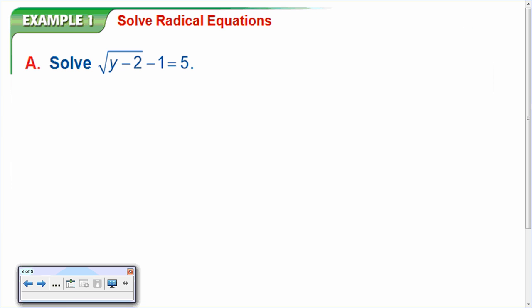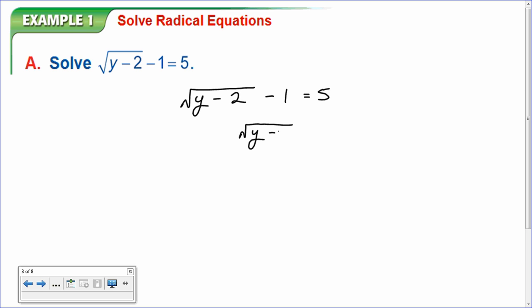Let's take a look at my first example today. I have the square root of y minus 2, and minus 1 equals 5. We're going to isolate the radical, so I'm going to add 1 to both sides. That's going to give us the square root of y minus 2. Adding 1 to this side results in 6. Now I want to raise both sides to the second power to eliminate the radical. And what I end up with is just y minus 2 equals 36.